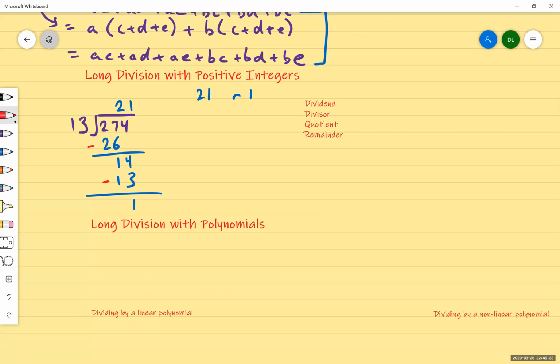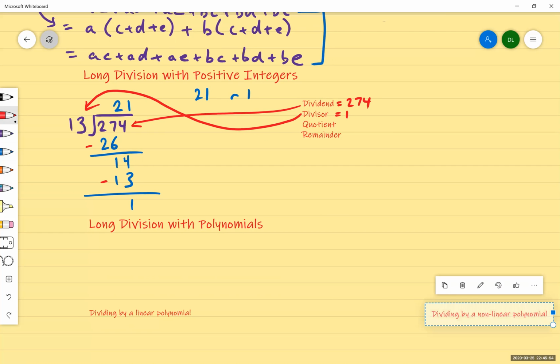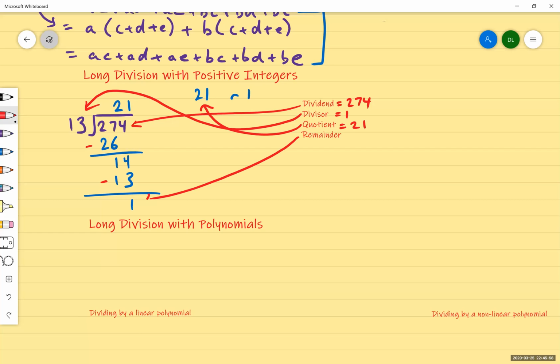My dividend is what was actually being divided. So in this case, my dividend is 274. My divisor is what I'm dividing by, in this case 13. And my quotient is my answer. So my quotient is 21. And my remainder is what's left, 1.